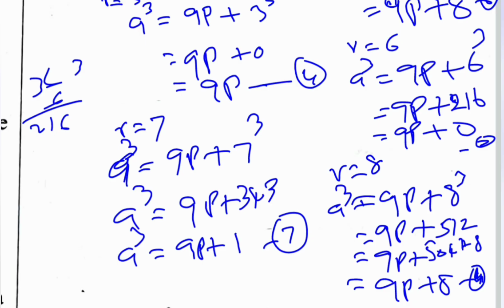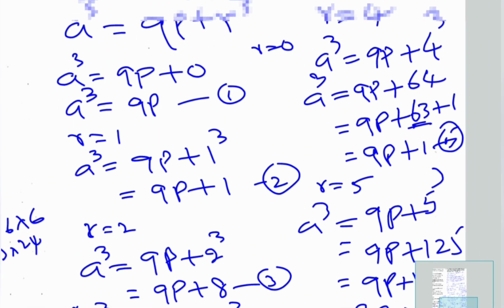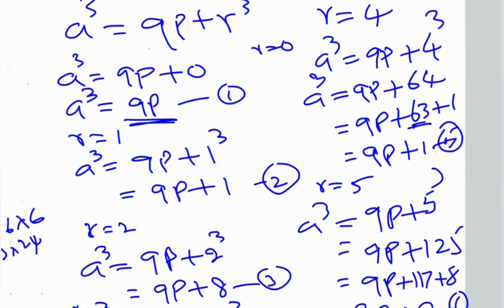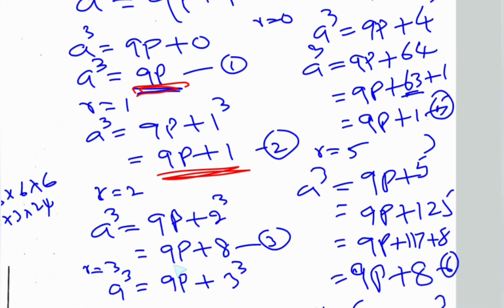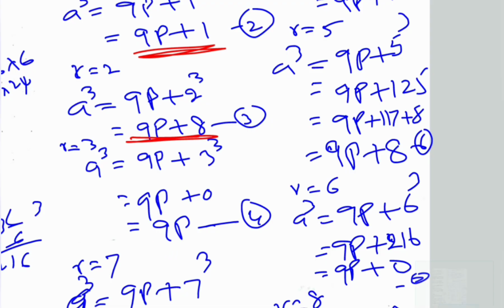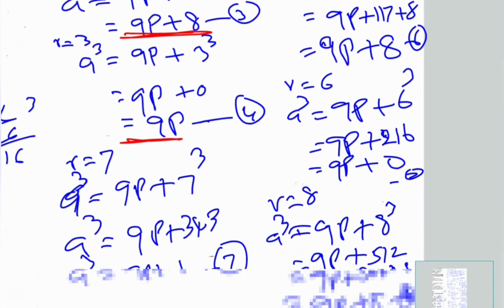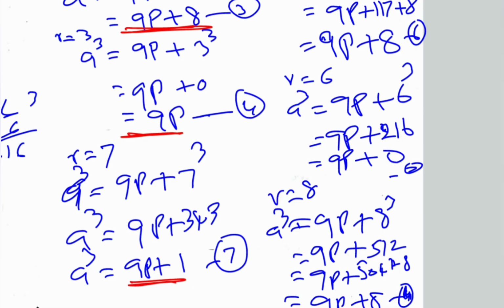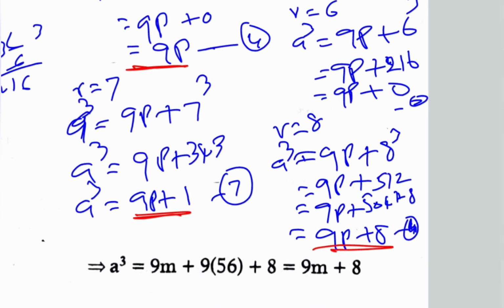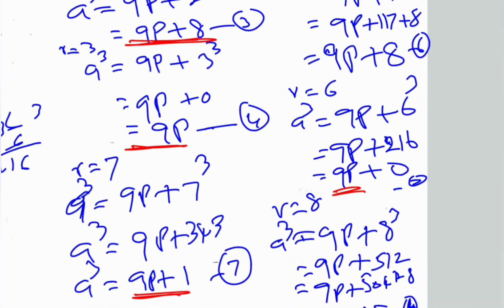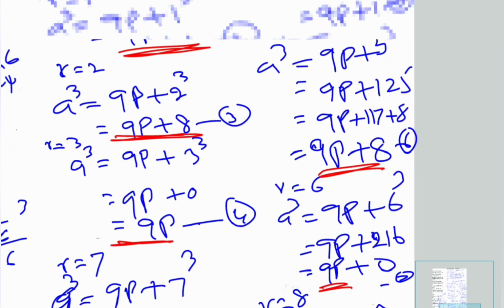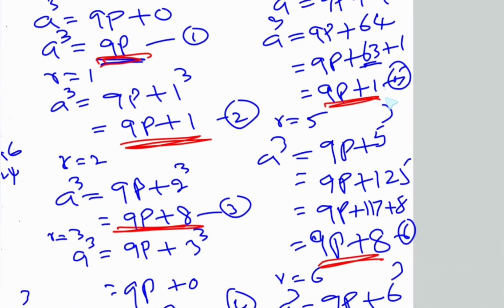From all these, we can understand that in the beginning, number 1 is 9p, number 2 is 9p plus 1, and number 3 is 9p plus 8, and again number 4 is 9p, and this 7th one is also 9p plus 1, and the last one is 9p plus 8.